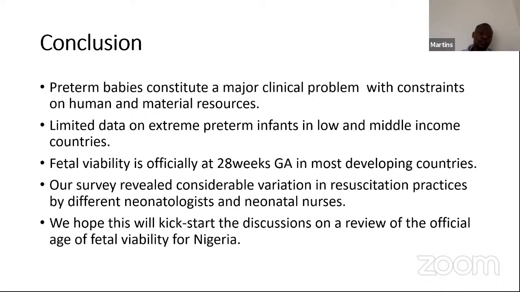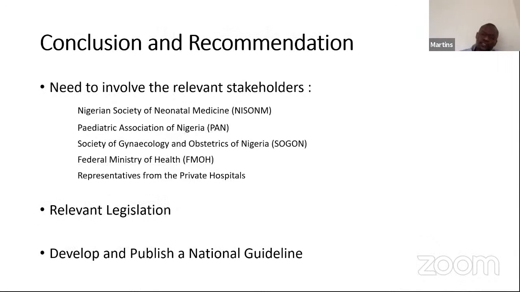So our study actually revealed a lot of variations in resuscitation practices by neonatal healthcare providers, and we found that our preterm babies constitute major clinical problems, usually with constraints on human and material resources. So these have various impacts on the economies of these countries. And just as I mentioned earlier, there's limited data on extreme preterm infants in low and middle income countries. Fetal viability is still officially at 28 weeks, and this needs to be reviewed. Following our survey, and from other studies I've seen online as well, there have been calls for a review of this official age. So we hope that this will kickstart a discussion towards the review of this age.